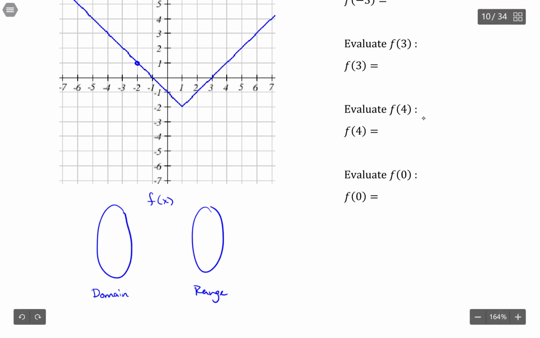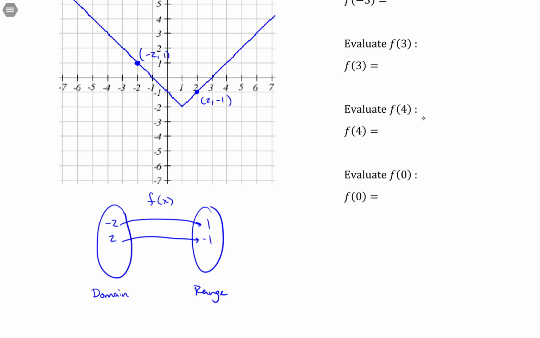So for instance, if I have a point on the graph, say this looks like negative 2, 1, then there's a point inside my domain where the x is negative 2 and the range value is 1. The function maps from the negative 2 to positive 1. Here's another point. This is at 2, negative 1. So I have a value 2 in my domain and negative 1 in my range. So there's another mapping.